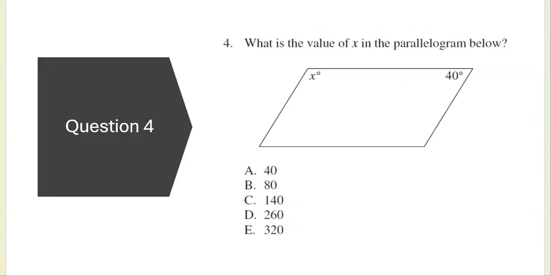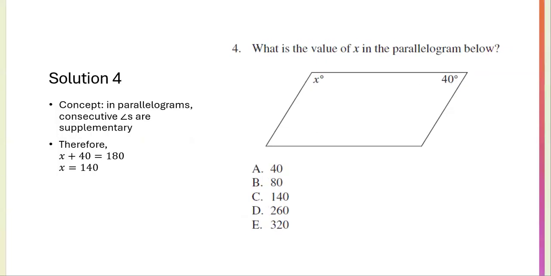Question 4. What is the value of x in the parallelogram below? Okay. In parallelograms, any two adjacent angles are supplementary. So these two are supplementary, these two are supplementary, these two are supplementary, these two are supplementary. So x plus 40 equals 180, meaning x is 140.